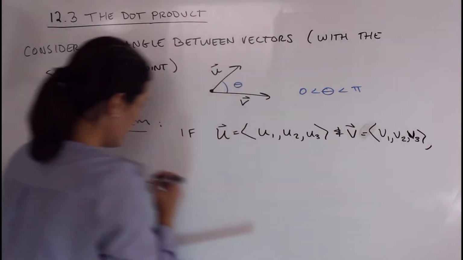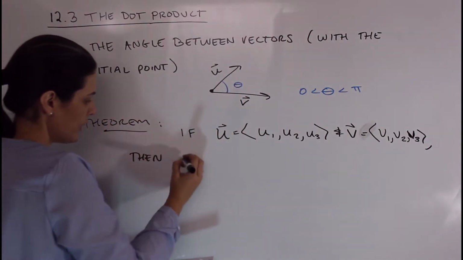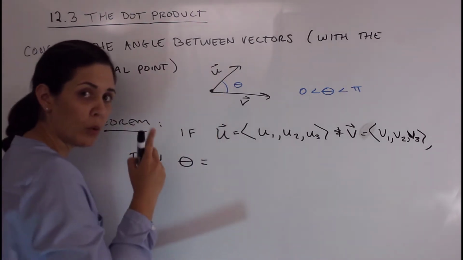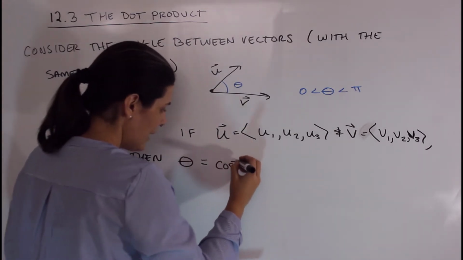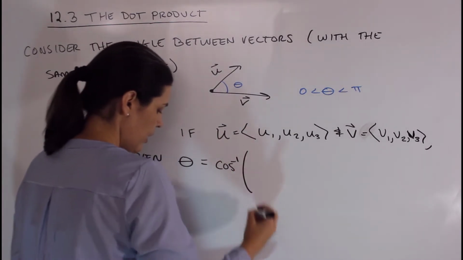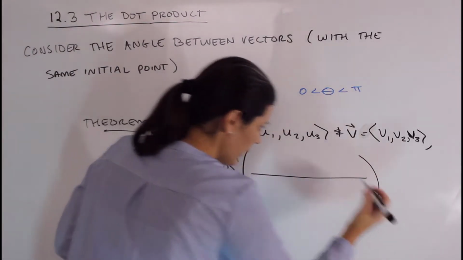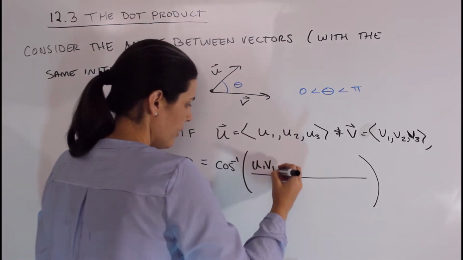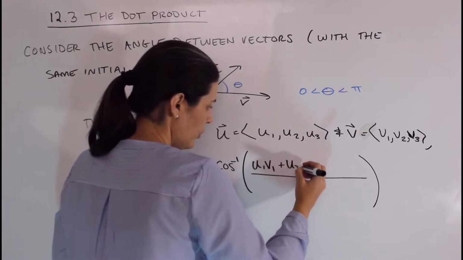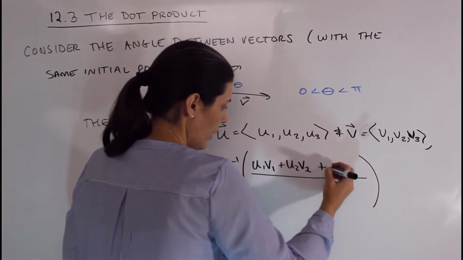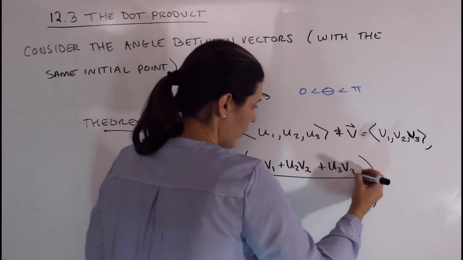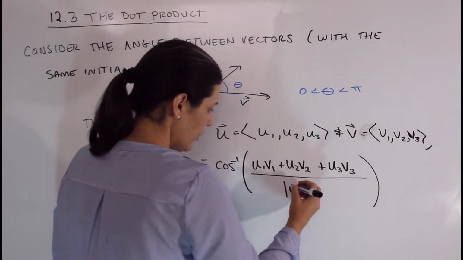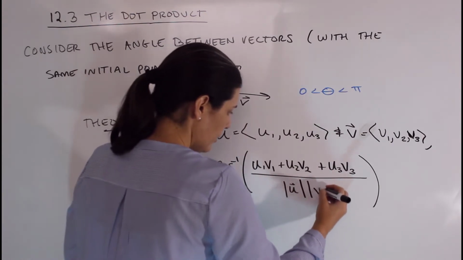So then the angle between them, so I'm just going to say theta since I already drew it here, the angle between them equals this: cosine inverse of this pretty big fraction here, where the numerator is u1 times v1 plus u2 times v2 plus u3 times v3. Okay, and then the denominator is the magnitude of u times the magnitude of v.